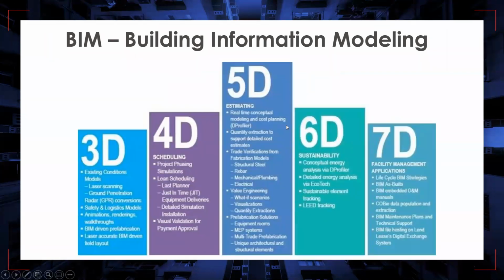You see here the dimensions defined from 3D to 7D. 3D is where it started, because the whole design phase just before BIM was created with AutoCAD 2D drawings. In the BIM approach, we can directly generate 3D models and 3D design phases.